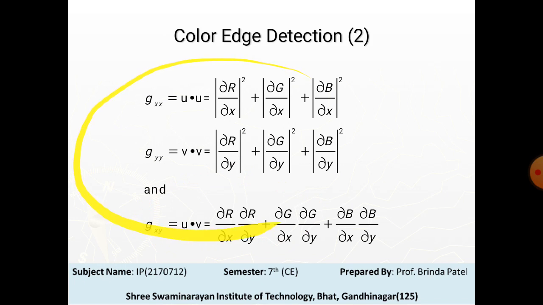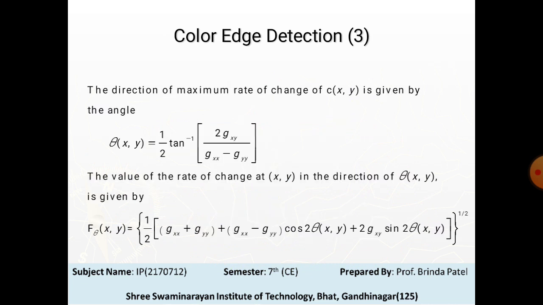Here gxx is equal to u dot u, which is u transpose u, which is the magnitude of del r upon del x squared plus del g upon del x squared plus del b upon del x squared. Same for gyy, and finally we get the equation of gxy. Here keep in mind that r, g and b, and consequently the g's, are functions of x and y.